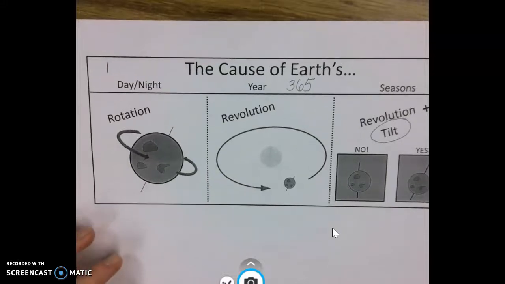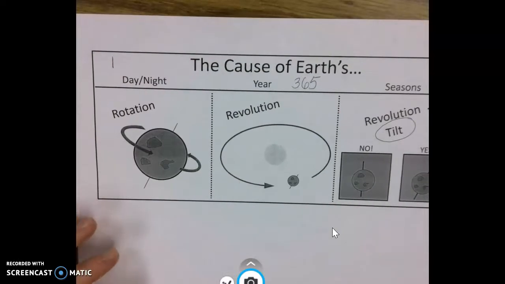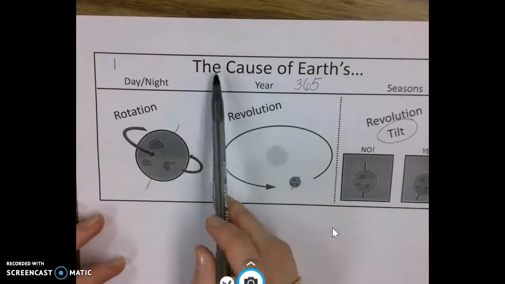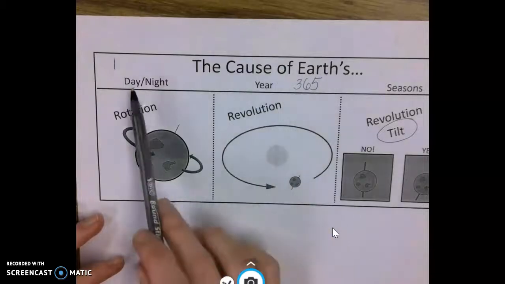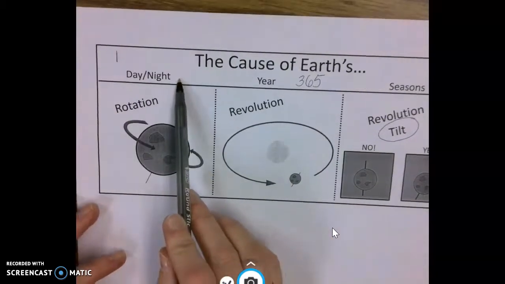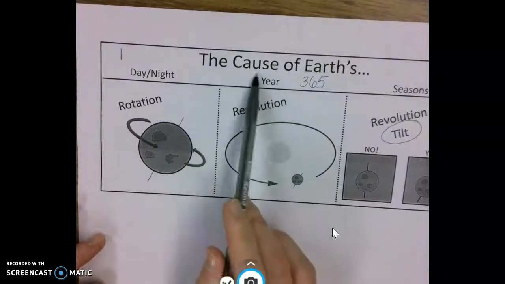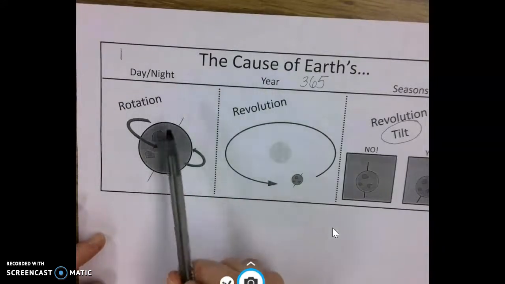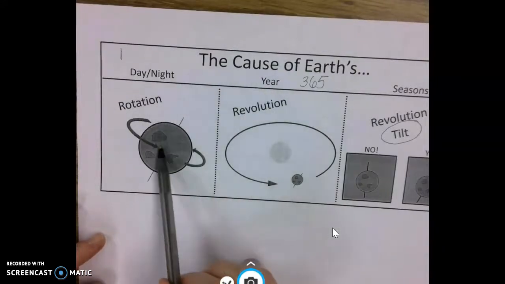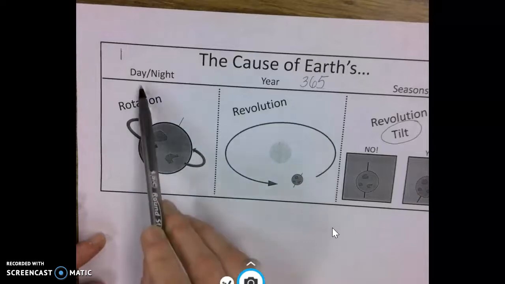Now the moon isn't in this picture, but once again we're going to go over these. The cause of Earth's day and night: day and night is one rotation. The reason we have day and night is because the Earth is spinning, and that creates a day and a night.